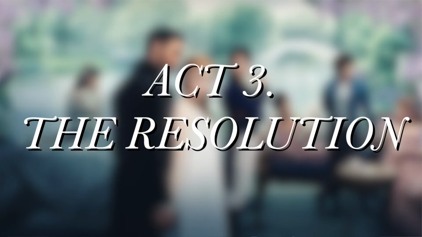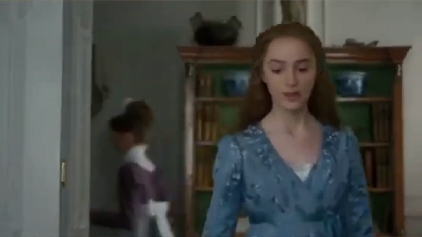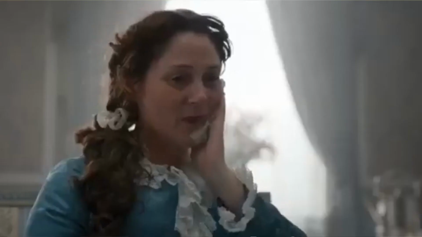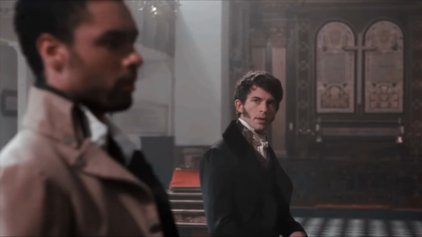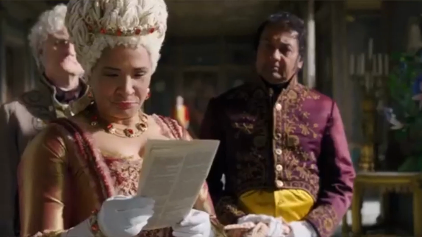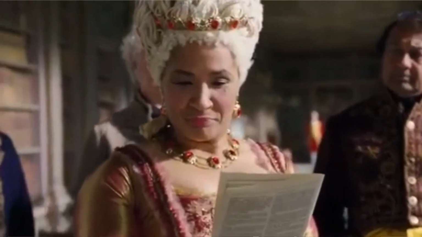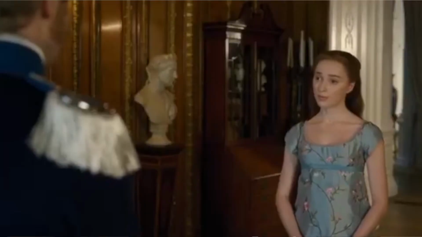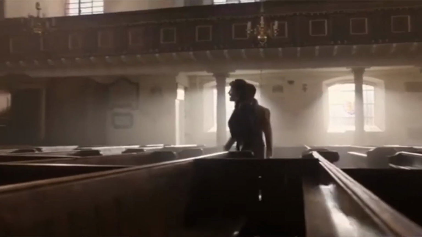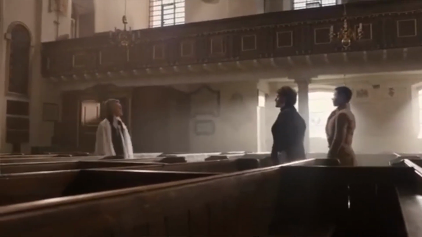Act 3, the resolution. Daphne tells her mom and the rest of the family that she and the Duke are engaged and that they will be married. The Duke and Anthony try to get a special license to move the marriage up. The Queen is not happy that Daphne rejected her nephew. The Prince visits Daphne to get some closure. The Archbishop denies the special marriage license.